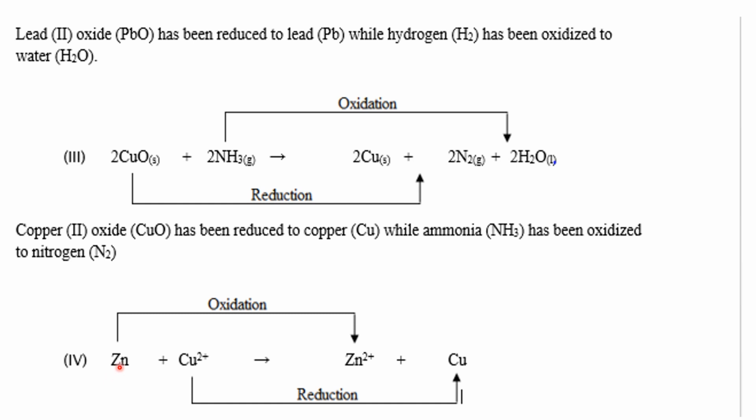Another one here. By the way, you can also look at this another way: the ammonia loses the hydrogen, so it becomes nitrogen, so it has been oxidized. The other one, we're going to look at in terms of electrons. We have zinc and copper(II) ions reacting. When this happens, zinc is going to lose two electrons, and the copper(II) ion is going to gain two electrons. Since zinc has lost electrons, we say it has been oxidized, and since the copper(II) ion has gained electrons, we say it has been reduced.